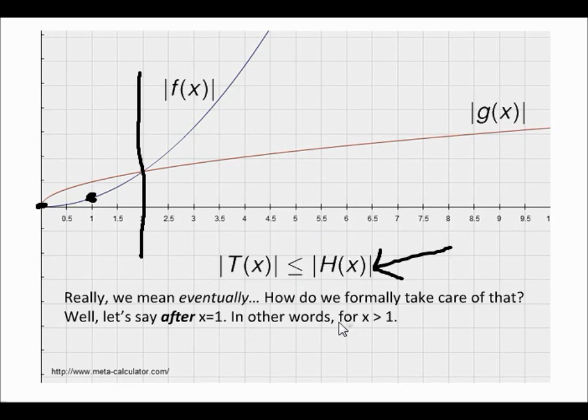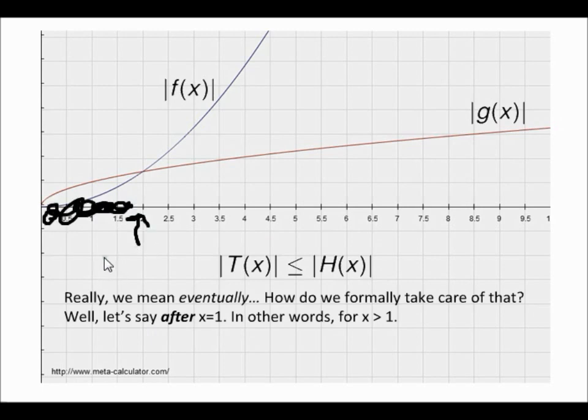In other words, for x greater than 1. So I'm saying ignore all this stuff and just start paying attention after 1. This might feel like cheating, but it's not, because remember, when we're interested in growth, we're just interested in down the road. We don't care what happens initially. So because of that, I say, okay, ignore everything up to 2, and only start looking after x equals 1. So that's where that comes into play.